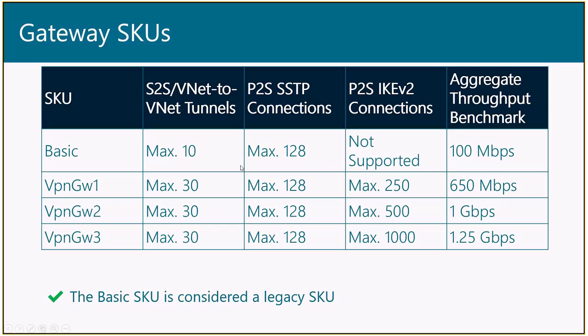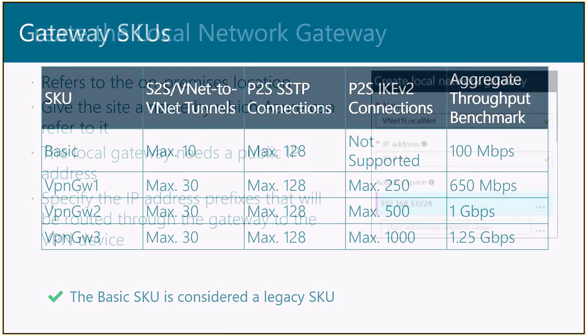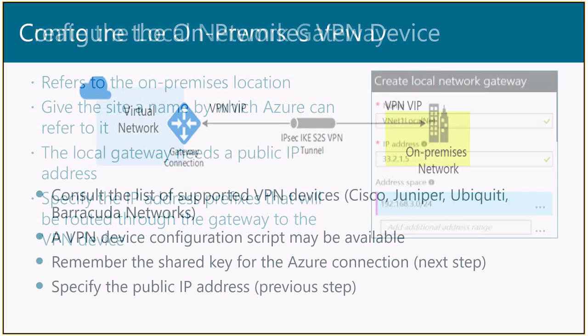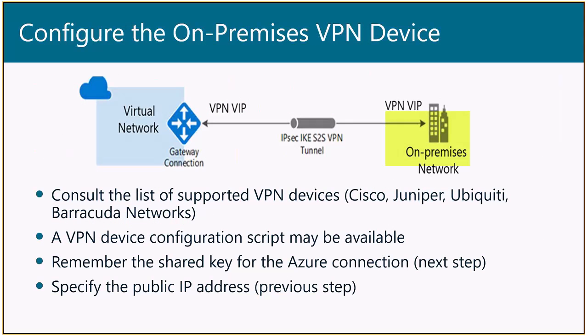And this is talking about the VNet tunnels, what the maximum throughputs are, the maximum machines you can have, and what is supported or not. Again, that may not be the latest, so you might want to look at the Microsoft Azure site to make sure. Refer to the on-premises location. Give the site a name in Azure. Create a local network gateway. The local gateway needs a public IP. Specify that prefix. They'll be routed through the gateway to the VPN device.